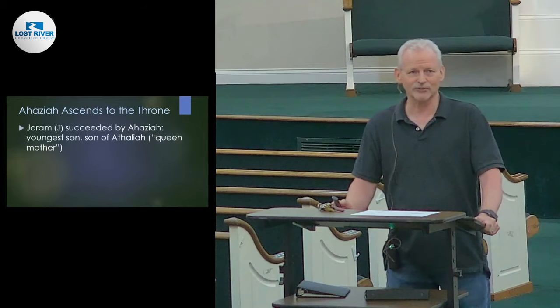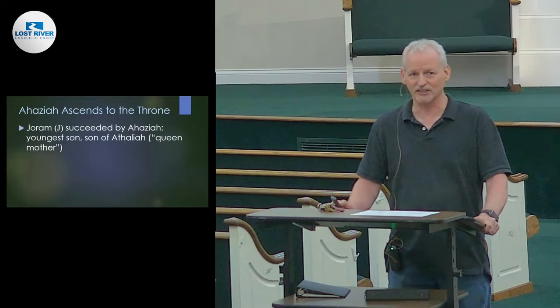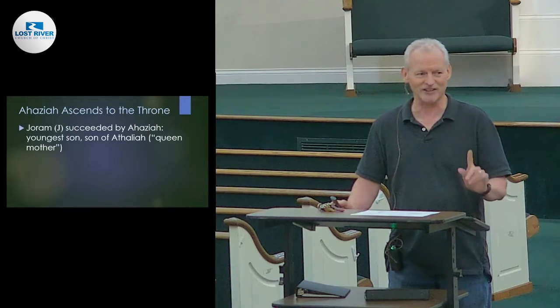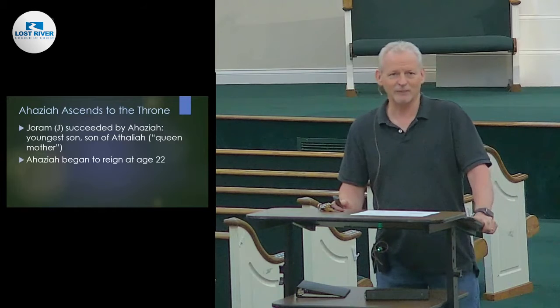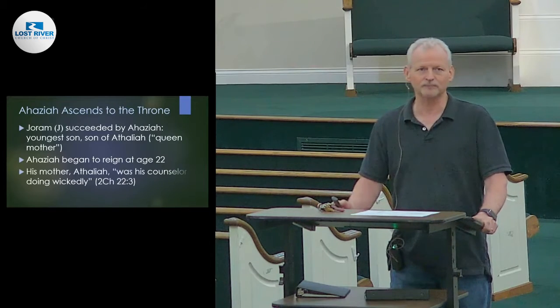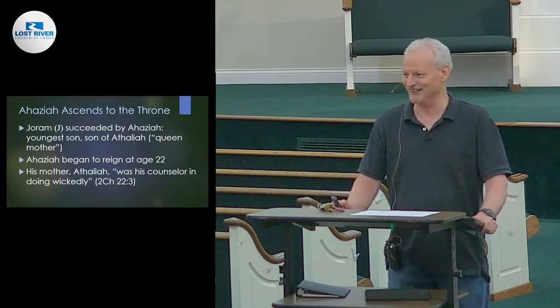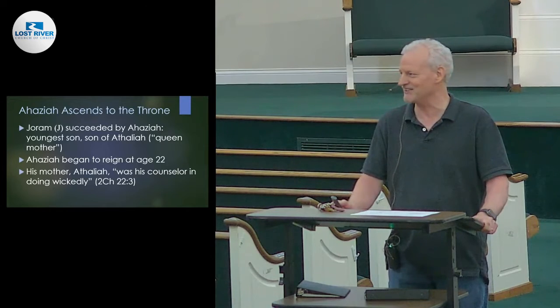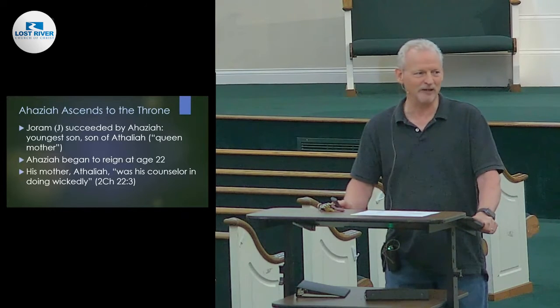Ahaziah ascends to the throne. Joram was succeeded by Ahaziah, the youngest son, and also the son of Athaliah, very important, the queen mother. And Ahaziah began to reign at age 22, so quite young when he takes the throne. His mother, Athaliah, and this is a quotation, was his counselor in doing wickedly. So you can imagine which way Ahaziah went and why. He had his mother telling him every move to make, and she was leading him down the path of Baal worship.